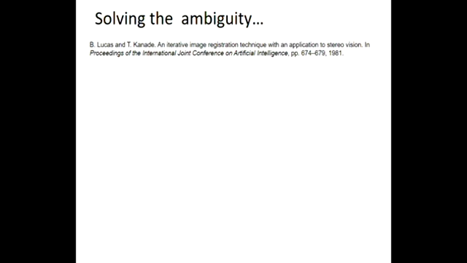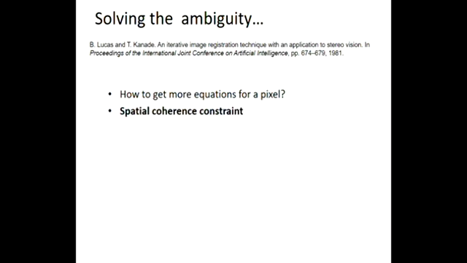All right, so how do we solve this ambiguity? And this is what the paper addresses. So basically, we need more equations per pixel. There's no other way around this. So this is where the spatial coherence constraint comes in.